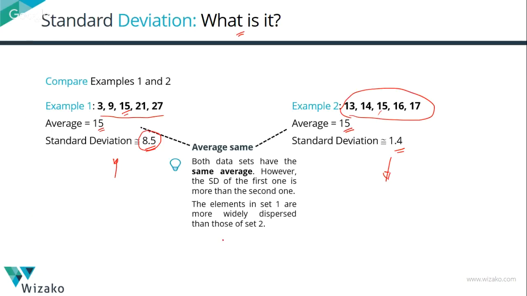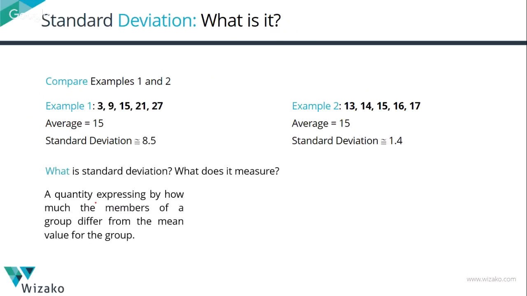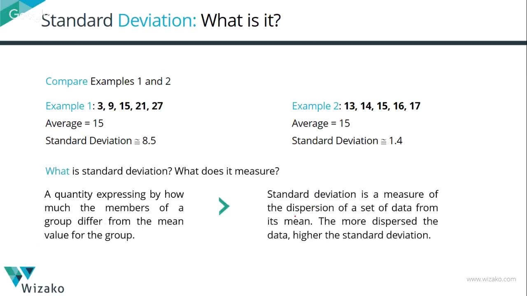So if I have to define what standard deviation is, standard deviation essentially is a measure to find out by how much elements in a set are deviating or differing from the mean. It's actually a measure of the dispersion of a set of data from its mean. The more the elements are dispersed, higher the standard deviation. Lesser the dispersion, the standard deviation is going to be lower. Let's move on from here.